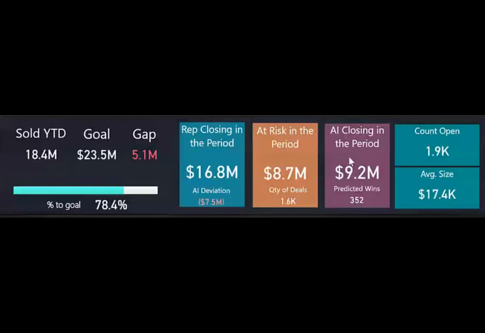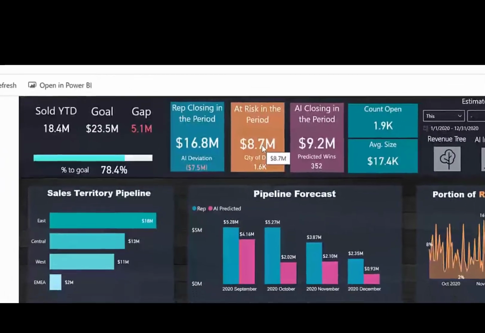And we're running an AI model against that pipeline and looking at all of our historical data and our historical close rates and the reps and how they've performed. And it's serving up to me some really interesting insights. So the AI model is saying that of that 16.8 million, we're likely to close about 9.2 million, which would put us in really good shape here for the year since our gap is only 5.1. But it's also identifying that $8.7 million of that pipeline is at risk for various reasons. And that's concerning for me. So I want to dig into that a little bit more.